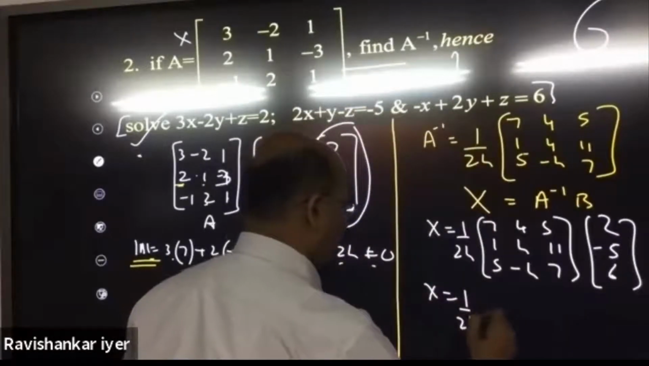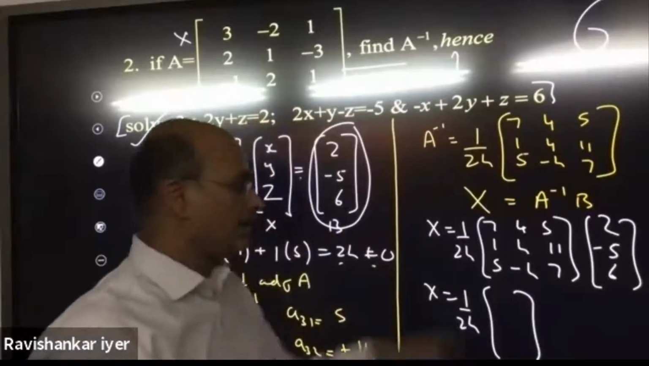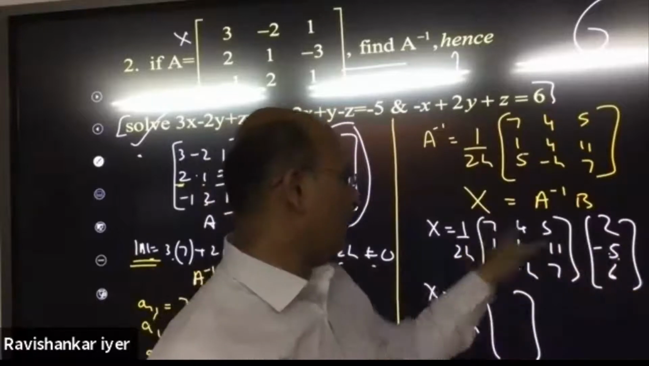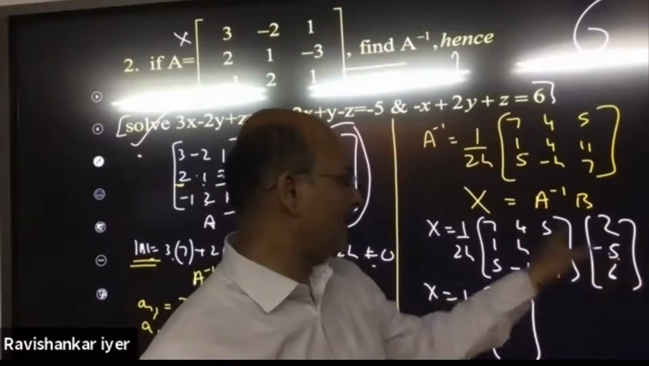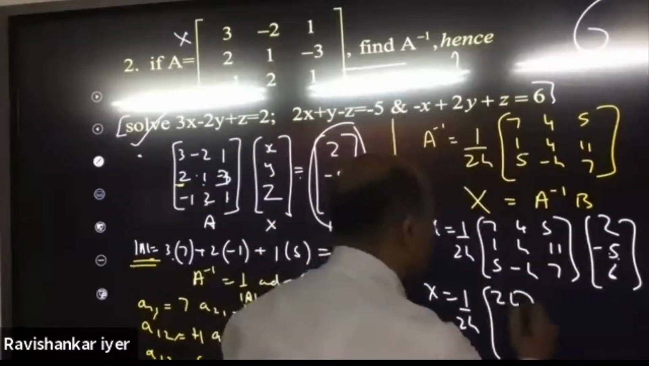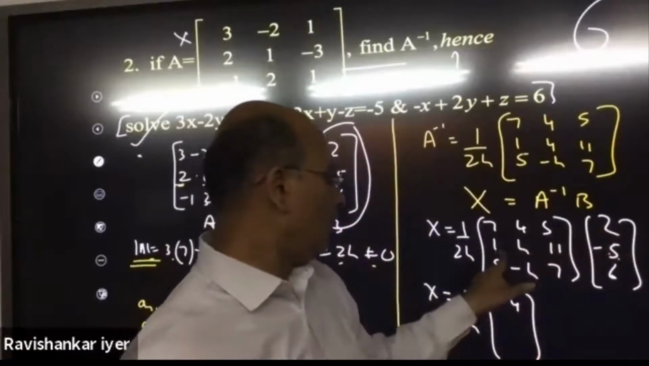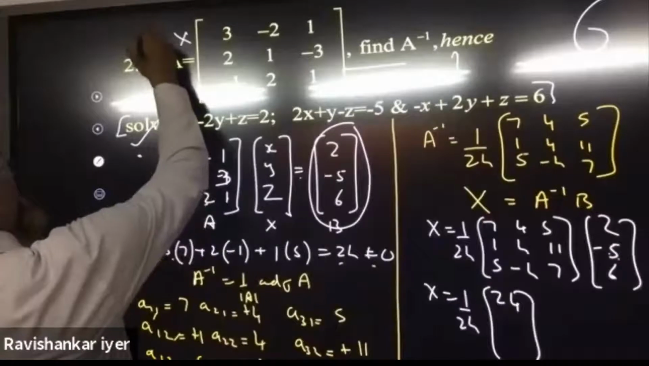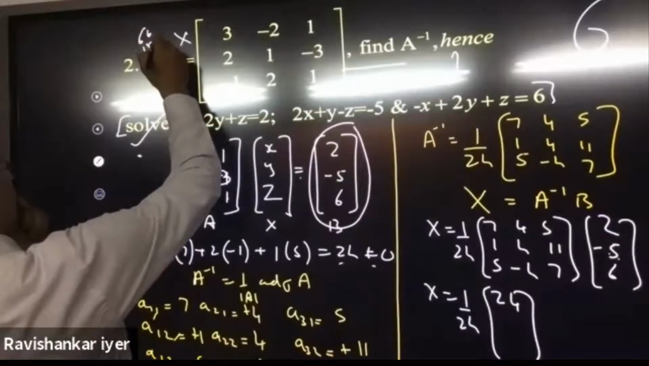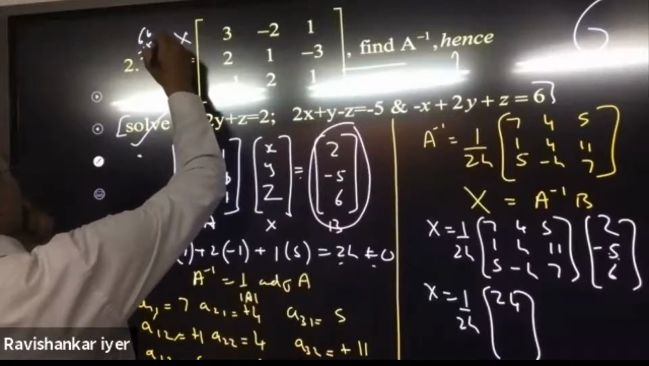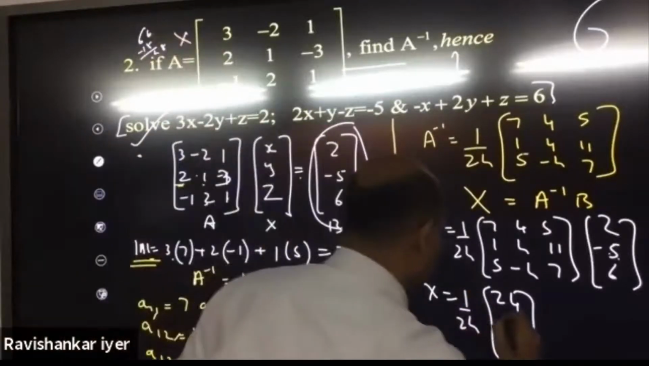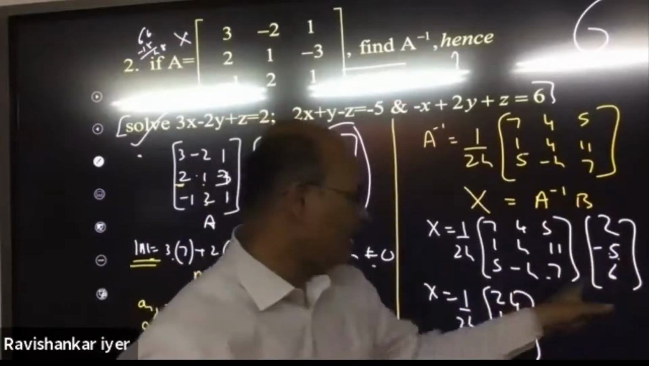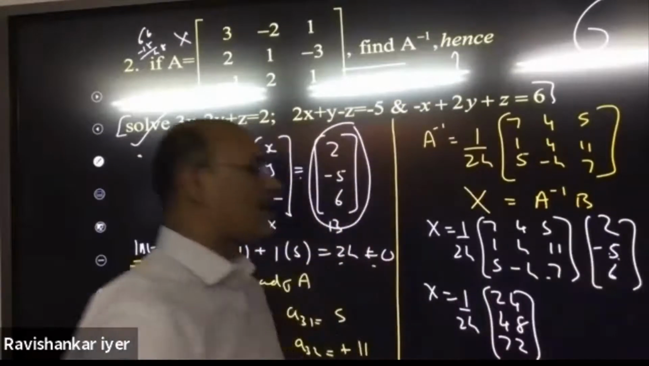X equals 1 upon 24. And solve this now. See, 7 twos are 14. Minus 20. Minus 6. 5 sixes are 30. 24. 1 two is 2. Minus 20. Minus 18 plus 66. So 66 minus 18, 48. Similarly, 5 twos are 10, 10 plus 20, 30. 7 sixes are 42. 72. Wow.